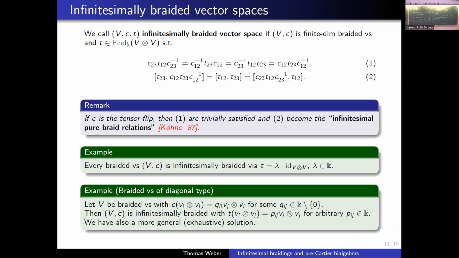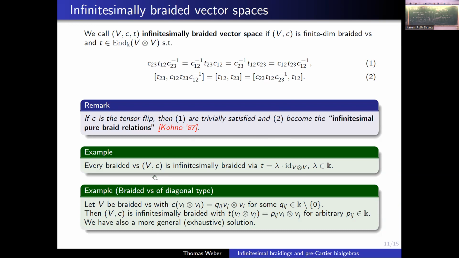And those might look a little bit scary, like what is all of this? But it's actually not that complicated. For example, if you take C as the flip, you can see that the first one is trivial, nothing to be proven. And 2 are exactly what is called the infinitesimal pure braid relations that were studied by Kohno. So we are getting back something that is known in the literature.